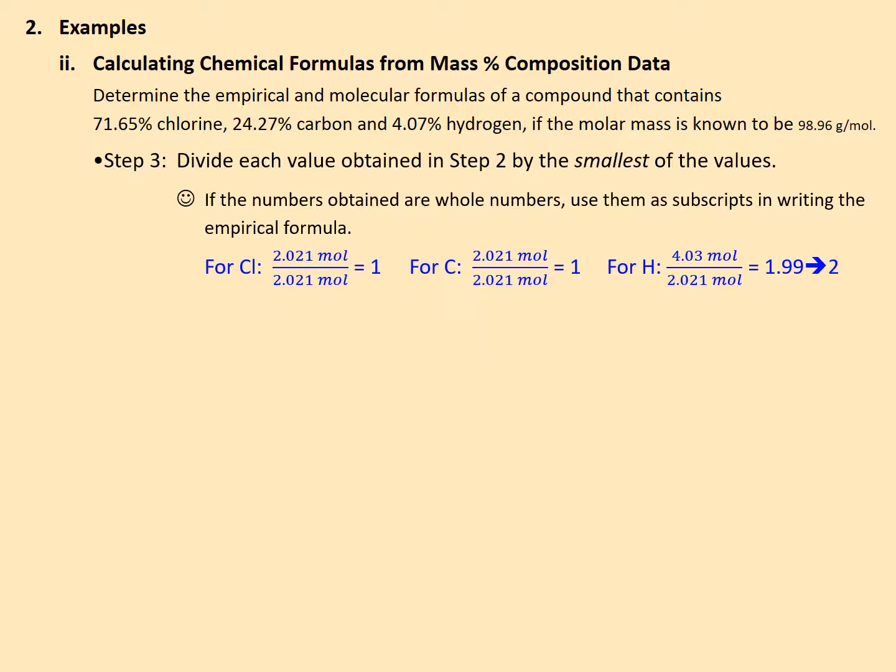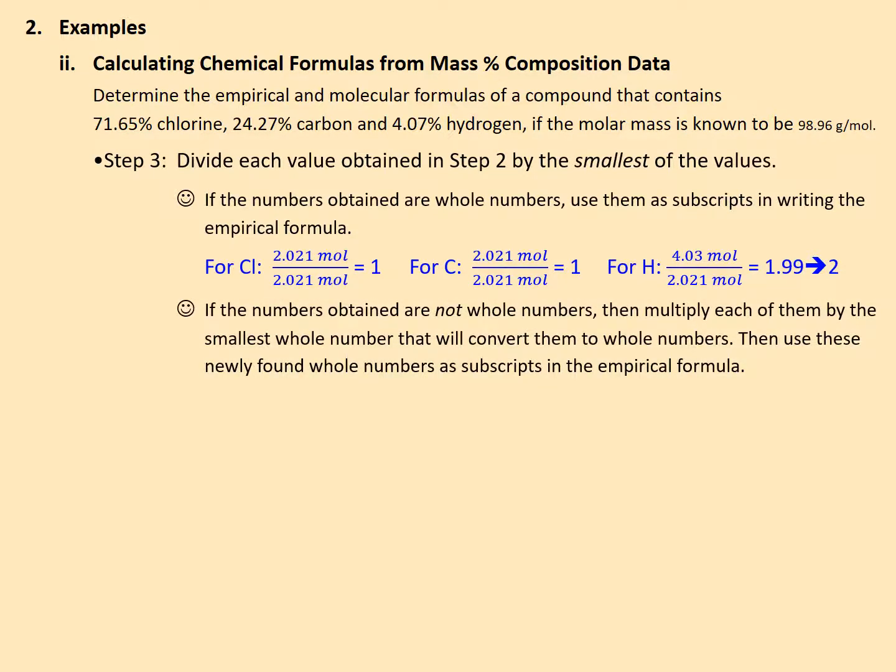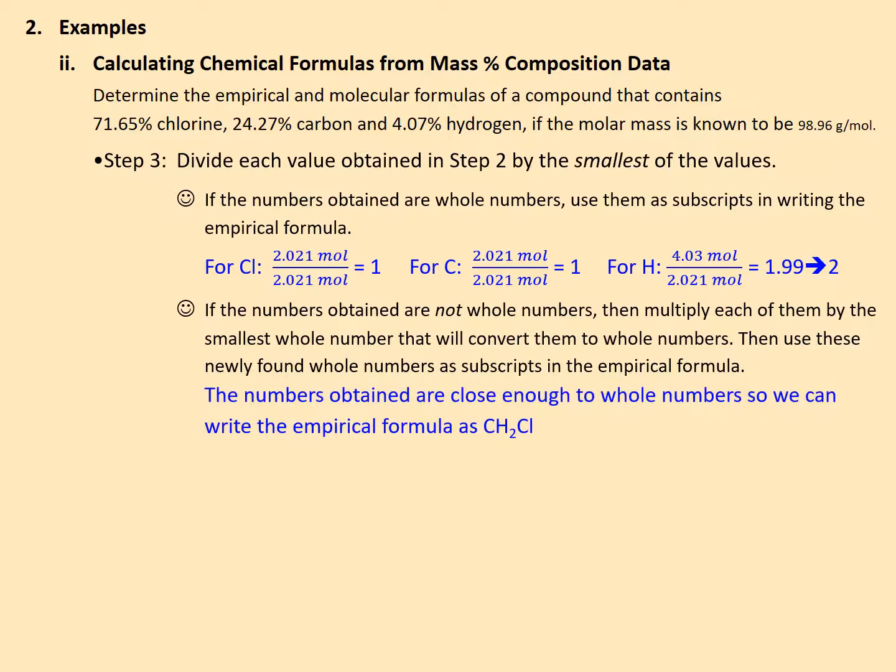So in this problem, the answers we get when we divide each of the number of moles for our elements by the smallest number, we end up with whole numbers. So we do not need to take this additional step. We are now ready to write down the empirical formula. Remember that once we have whole numbers, then we can use those numbers as subscripts in the empirical formula. So this tells us that for every 1 atom of carbon, we will have 2 atoms of hydrogen and 1 atom of chlorine in our smallest unit of that compound, our empirical formula unit. So we now have the empirical formula.